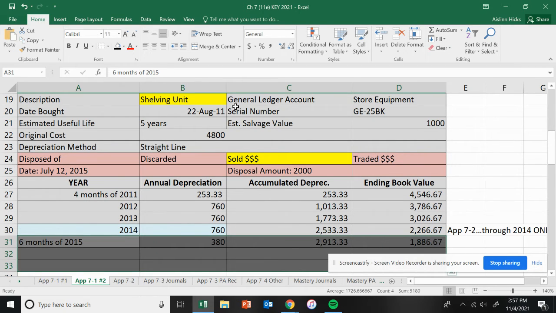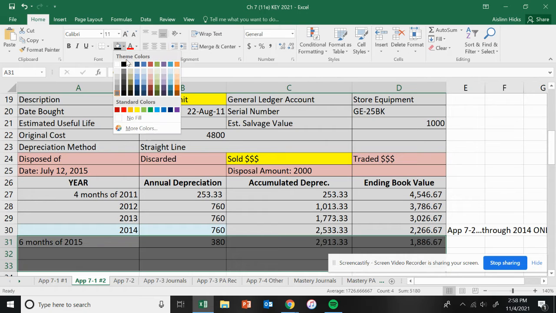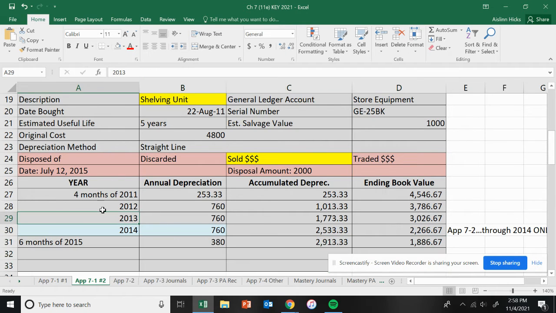When I think about it, how many months is it from January 1st to July 12th? You know what? It's still only 6 because July isn't completely expired. July is not at its halfway point yet, so I'm not even going to count July. So I'm just going January through June. So I'm going to take 6 months of 2015.